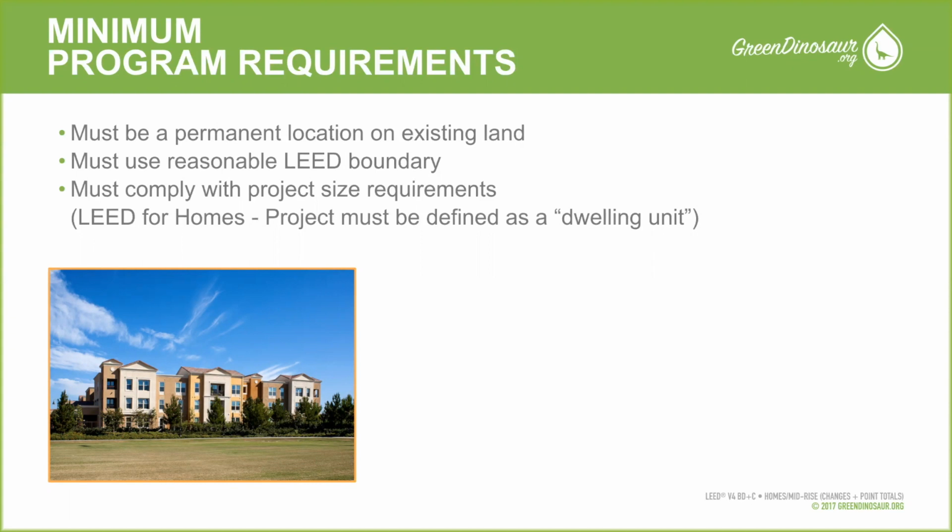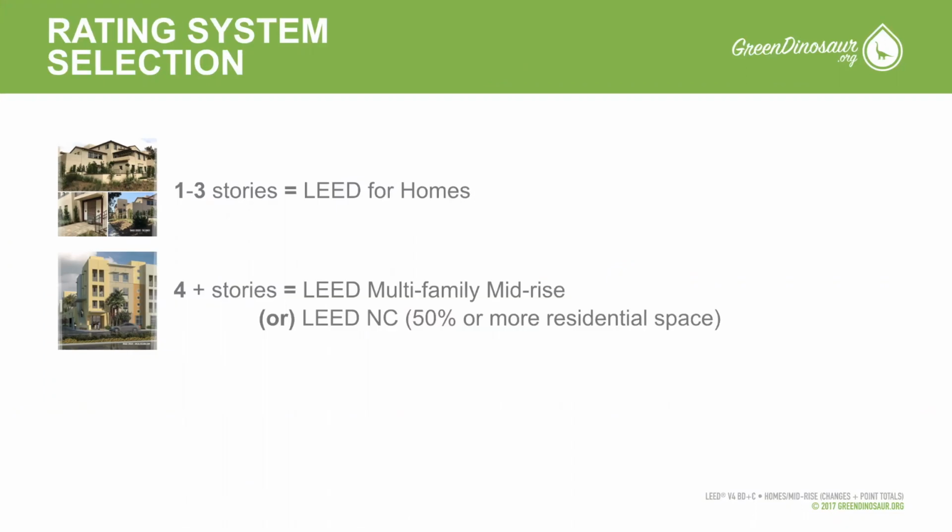The minimum program requirements are as follows. The project site must be a permanent location on existing land. The project must use a reasonable LEED boundary and must comply with project size requirements. For LEED 4 homes, the project must be defined as a dwelling unit, meaning we can live, cook, and shower in it. For rating system selection, if your project is between 1 and 3 stories, you will go for LEED 4 homes. And if it's 4 stories and more, you can either use LEED multifamily mid-rise or LEED new construction if your building has more than 50% of residential space.